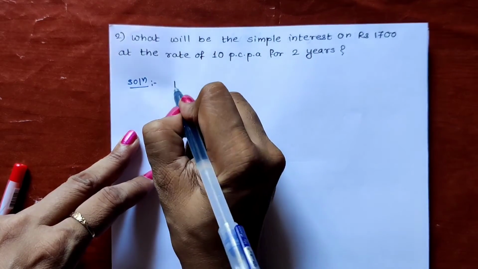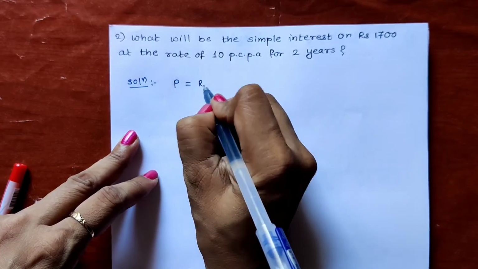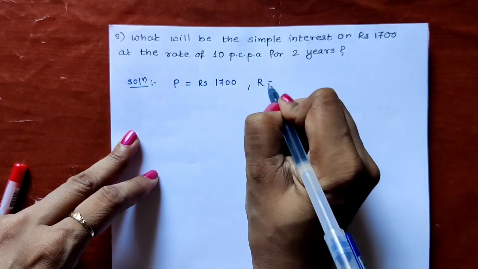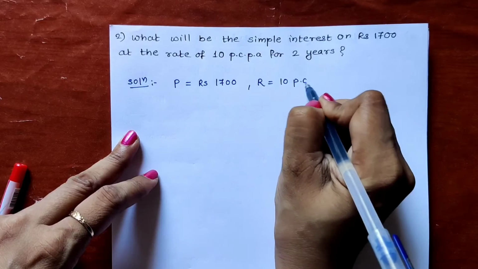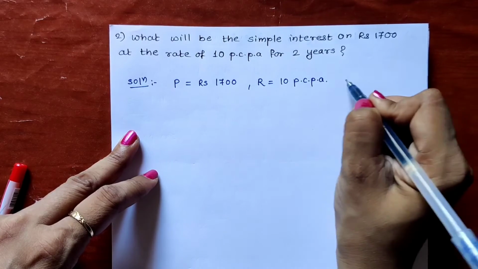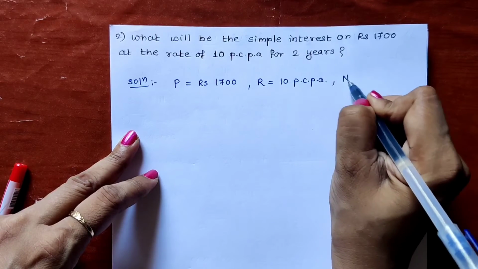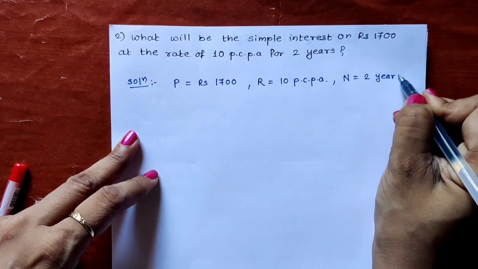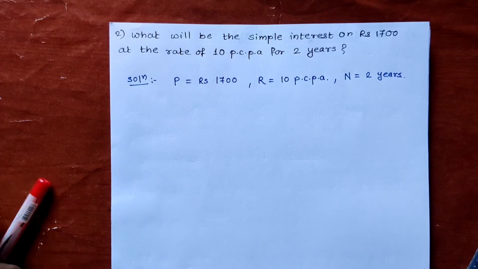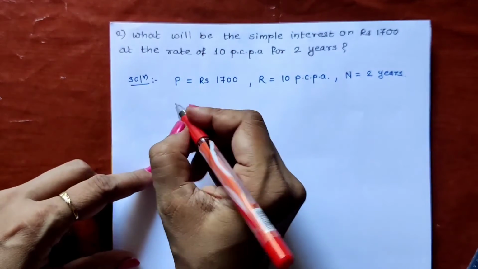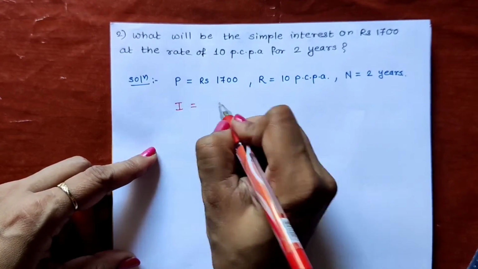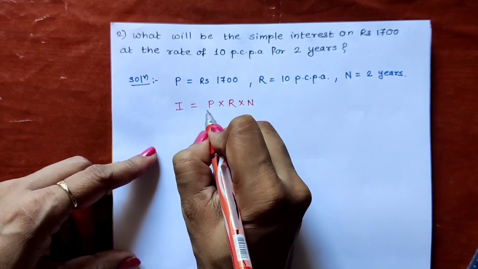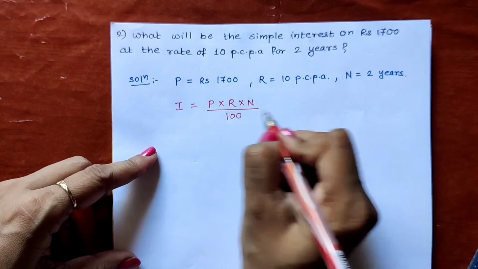Principal is rupees 1700. Rate R is 10 percent per annum. And number of years or time is 2 years. So how to find out simple interest? You all know the formula for simple interest. What is the interest formula? I is equal to P into R into N upon 100. This is the formula.